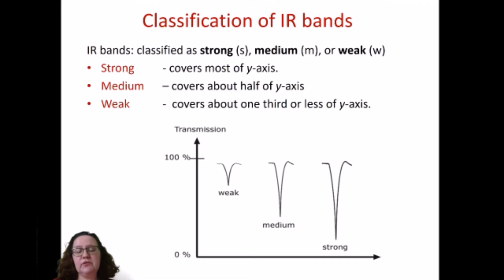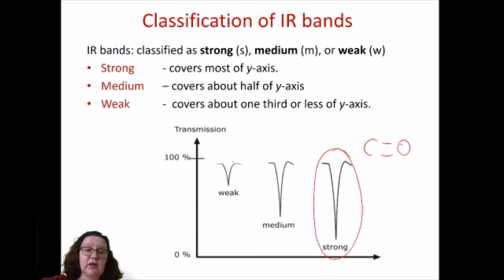When you're describing an infrared spectrum, you typically describe bands as weak, medium, or strong. A strong band will be one that covers most of the y-axis, and that can be typical, for example, of the carbonyl group. The carbon double bond oxygen group tends to give these very strong bands. Then you have medium bands, and you tend to describe bands as medium when they cover roughly half of the y-axis. And finally, you have weak bands, and those tend to be the ones that are small, a third or even less of the y-axis.